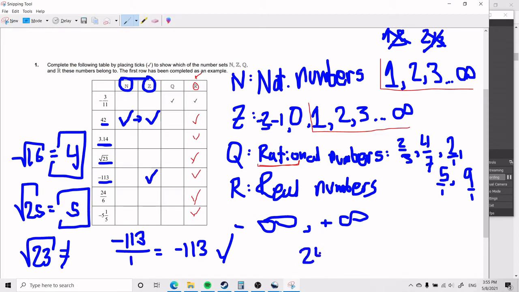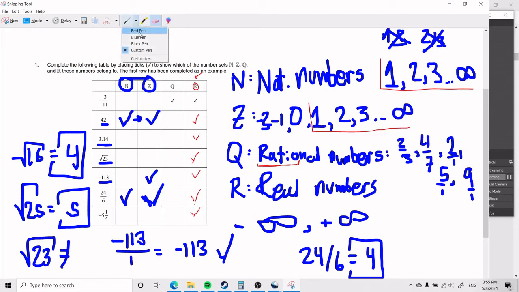24 over 6, we see if we can simplify it in any way, and this actually simplifies to 4. You can check this with your calculator, and so if it's a natural number, it is also an integer. So bada bim bada boom, that is how you do that one. And last but not least, -5 with part 1/5. It's negative, so it's not going to be natural, and it's a fraction, so it's not going to be an integer. Bada bim bada boom, we are done with the first two columns.